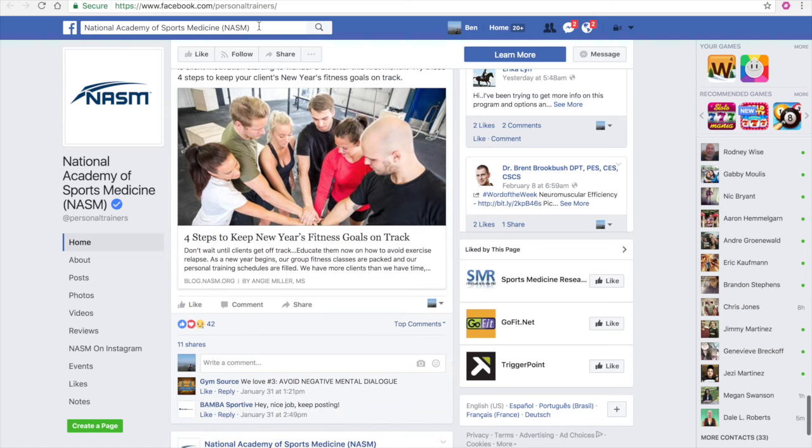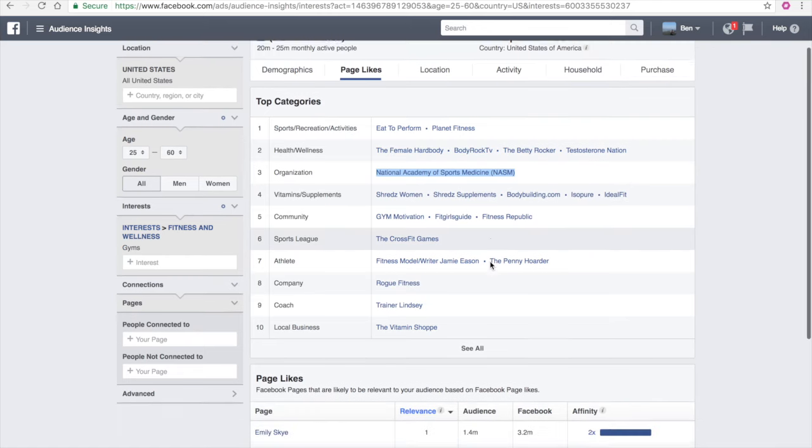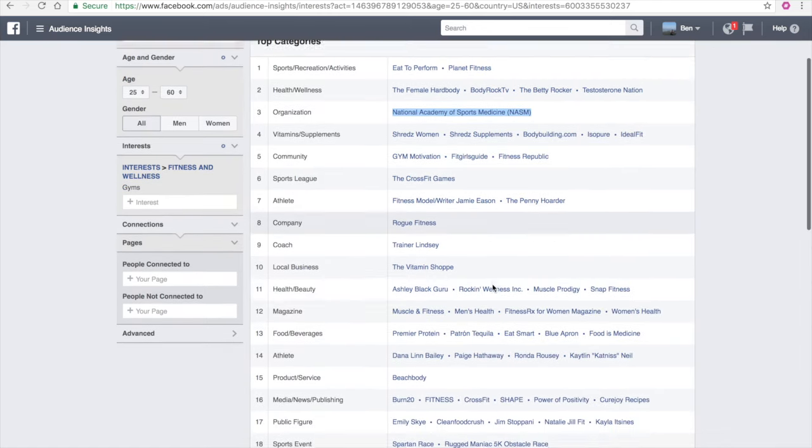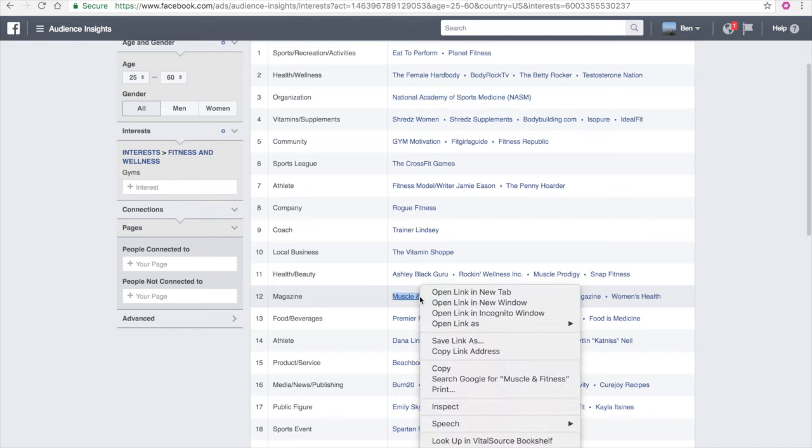We're probably not going to use this one, just again because it's not very engaged. There's not many likes or shares. So let's find another one. Let's look for a magazine. Okay, here we go. Muscle and Fitness.